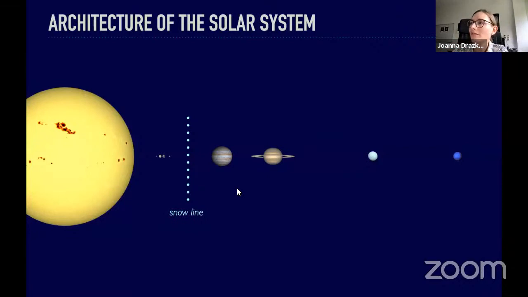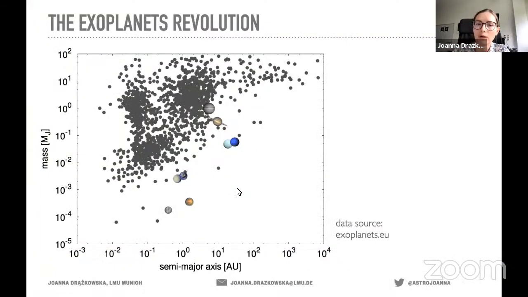But then, of course, we found in the last years that this is not the case. We found from statistical studies of exoplanet populations that planet formation is an extremely common process. So pretty much every time a star formed in our galaxy, there were some planets formed together with it. And on top of that, we also found that planetary systems are extremely diverse.